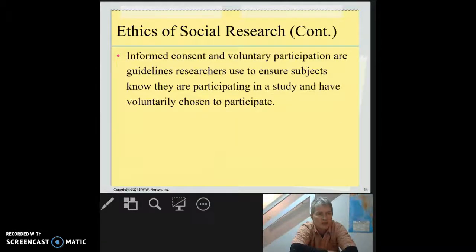One of the pinnacles of ethics in social science research is informed consent and voluntary participation. These guidelines for researchers are used to ensure subjects know they are participating in a study and have voluntarily chosen to participate in those studies. You're not forcing them to do something that they don't want to do.